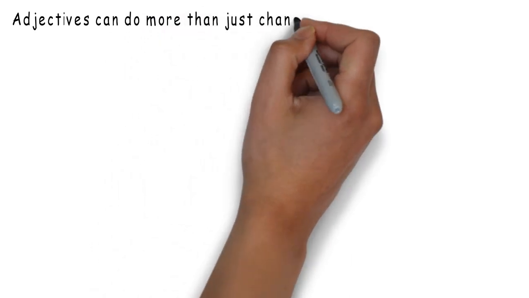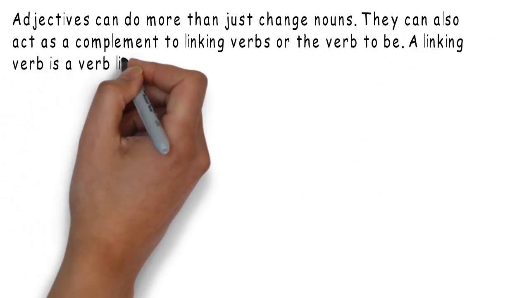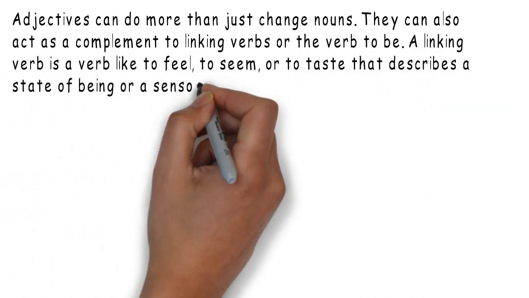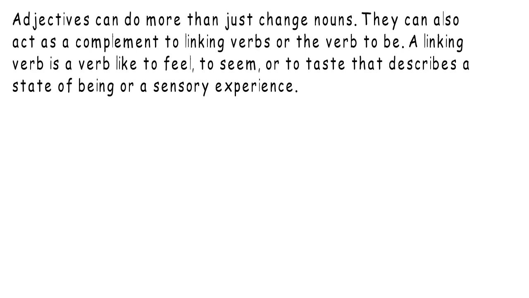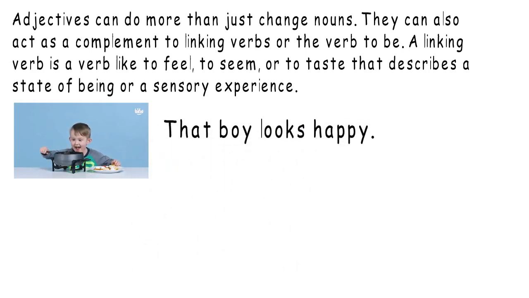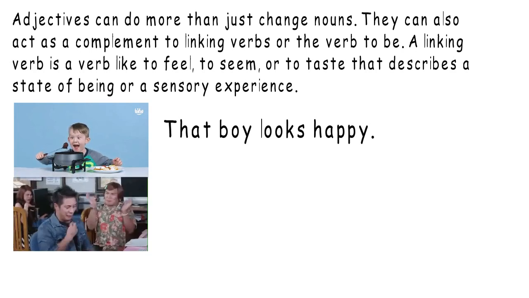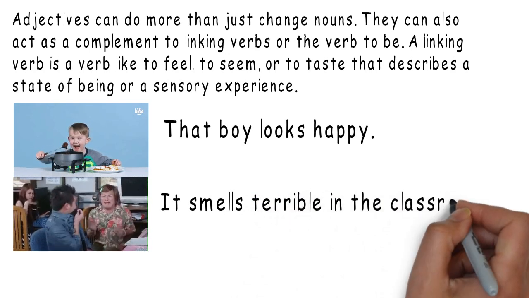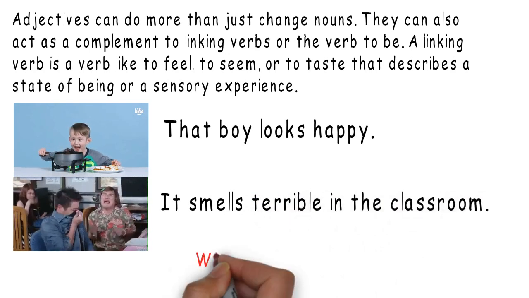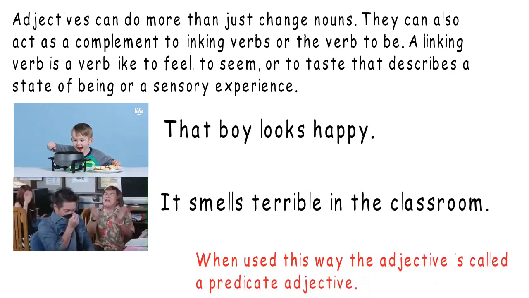Adjectives can do more than just change the nouns. They can also act as a complement to linking verbs or to the verb to be. A linking verb is a verb like to feel, to seem, or to taste that describes a state of being or a sensory experience. That boy looks happy. I would be too. Oh no, it smells terrible in the classroom. When used this way, the adjective is called a predicate adjective.